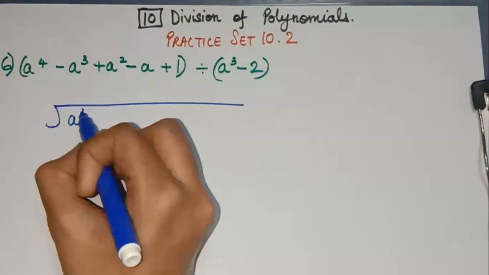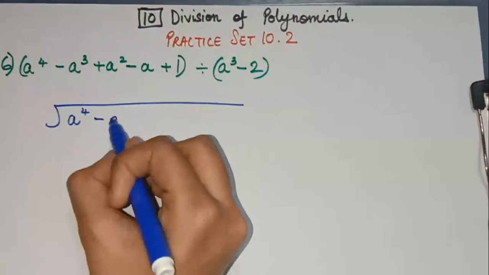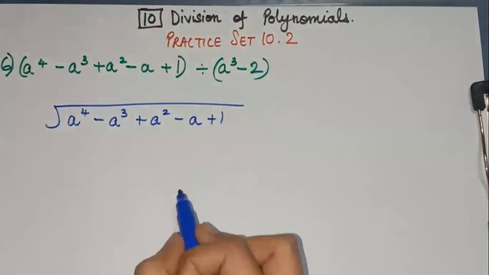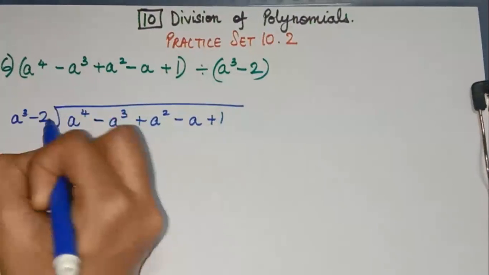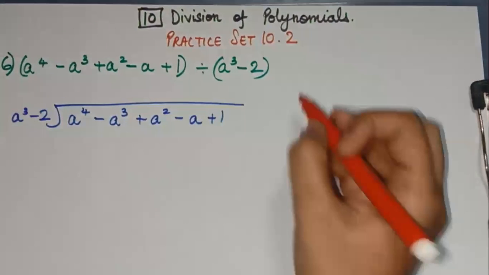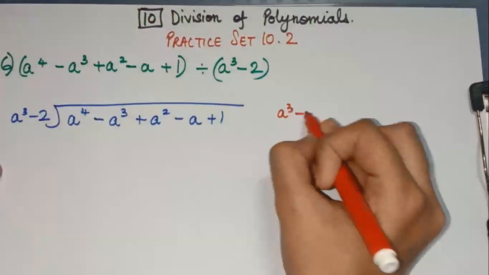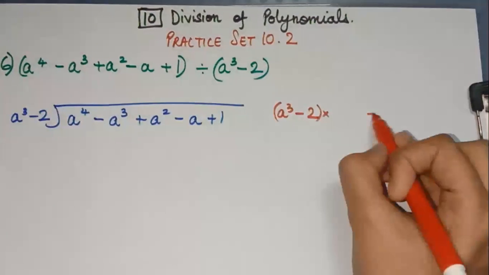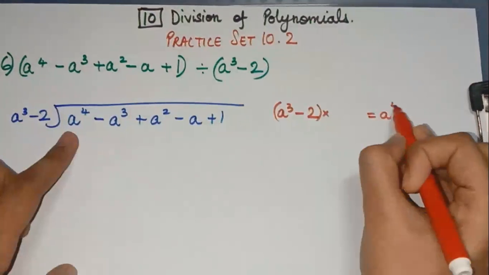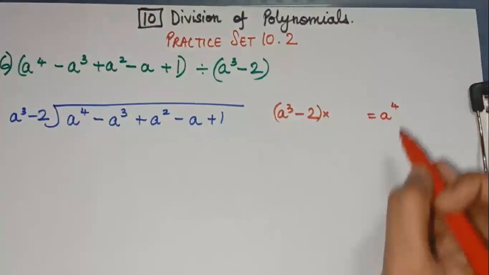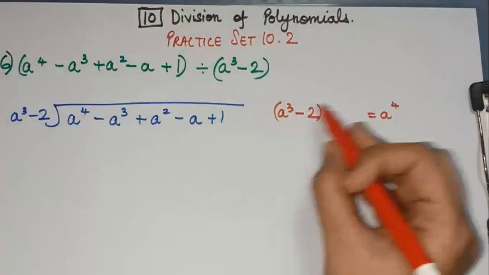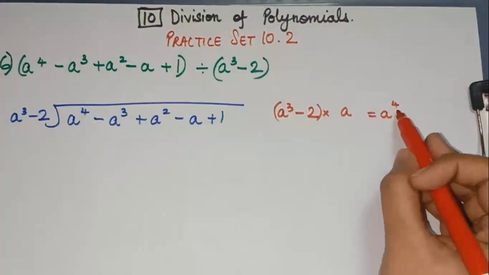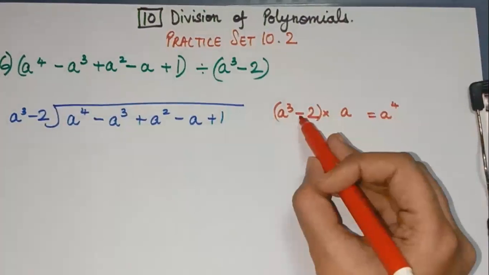So I have a raised to the power 4 minus a cube plus a square minus a plus 1. I have the divisor as a cube minus 2. As you can see, the divisor is a cube minus 2, and that divisor is to be multiplied with something so that I will get a raised to the power 4. How can I get that? A cube multiplied with a is going to give me a raised to the power 4, right? Now I am having a minus sign over here.